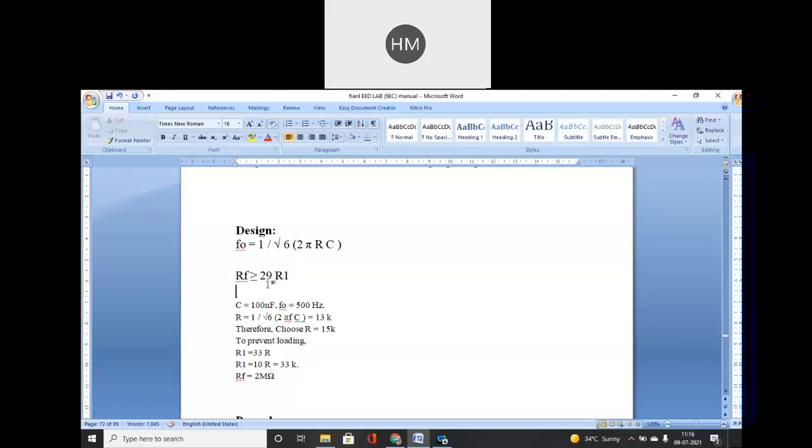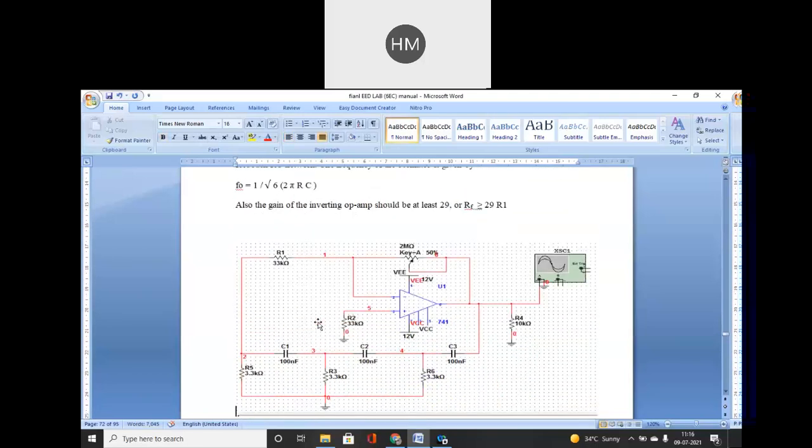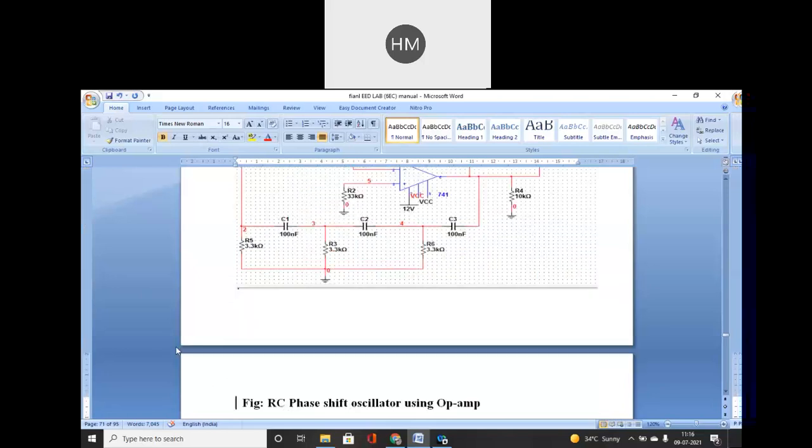So then choose this R1. You can see the circuit again. We have taken the R1 value as 33 kilo ohms, which is always greater than 10 times of this, 10 times of this RC network. Okay students, 10 times of this, and then you will take the value of RF over here.